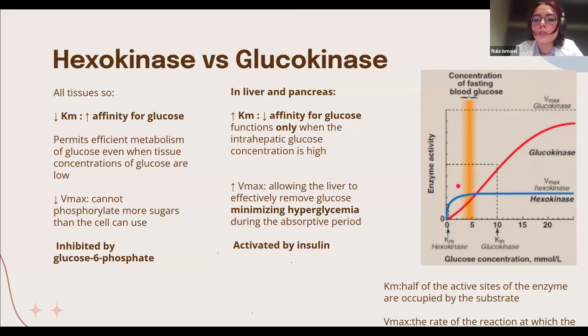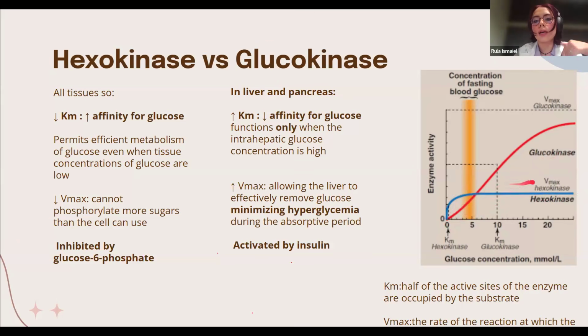Okay. So here you can see the graphs of glucokinase and hexokinase. Affinity can be deduced from the graph by the shape of the slope, by how steep the slope is. If I have a very steep slope, that means it has a high affinity for whatever substrate the enzyme is working on. In the case of hexokinase, it has a very steep slope, so that makes it high affinity. Glucokinase has a less steep slope, so it has a lower affinity.